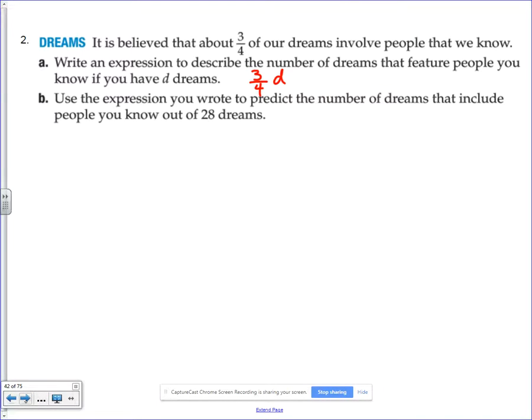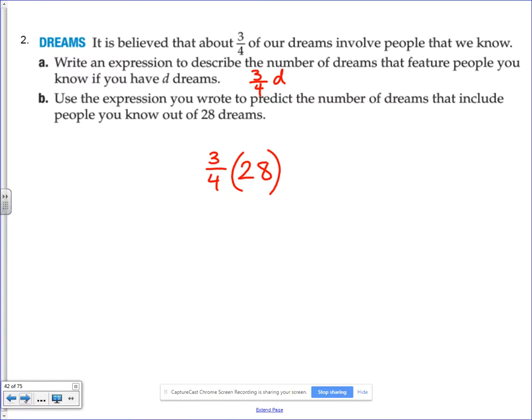That's an expression. Now it says, use the expression you wrote to predict the number of dreams that include people you know out of 28 dreams. What am I going to do with that 28? Put it in for the D. Everybody, that D is dreams, right? That's a whole month, 28 dreams.